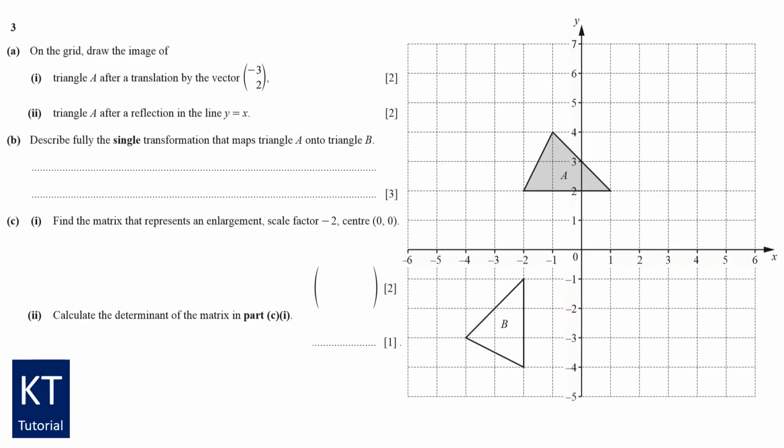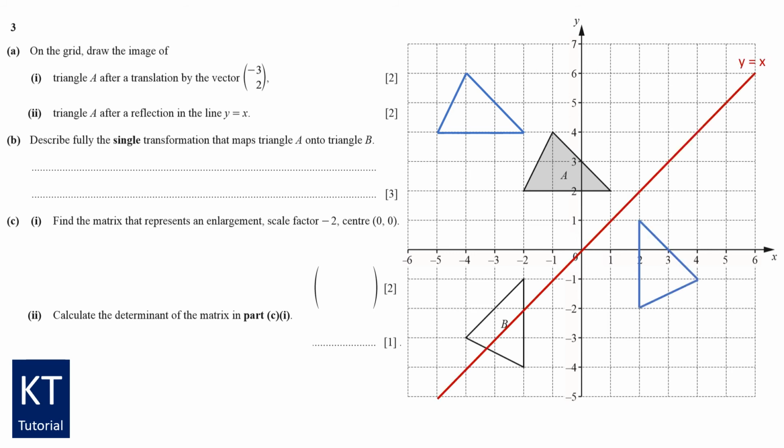Question 3a. On the grid, draw the image of triangle A after a translation by the vector (-3, 2). This is the blue triangle on the top left. Next, draw the image of triangle A after a reflection in the line y equals x. This would be the blue triangle on the bottom right.